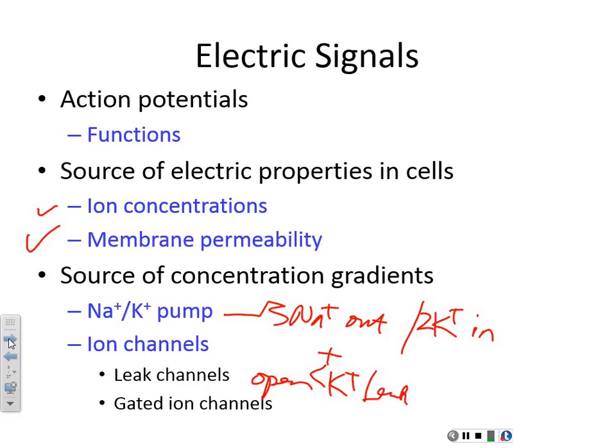And then of course we need gated ion channels. For the most part, we use the voltage-gated ion channels. They are the channels that respond to a certain voltage, and then they open or close. That's what creates the gradient. So, know those 3 things that create the gradient and the source of the action potentials, which is the membrane's permeability and the ion concentrations.